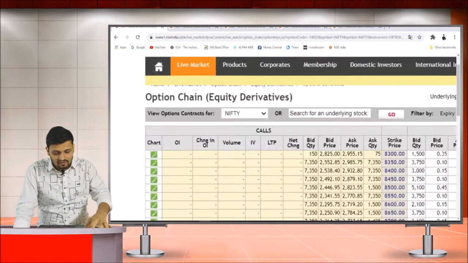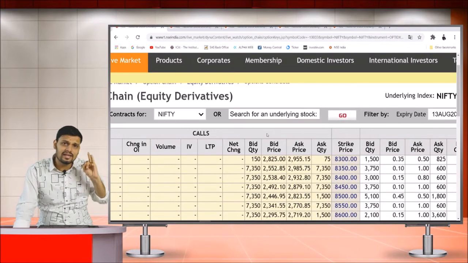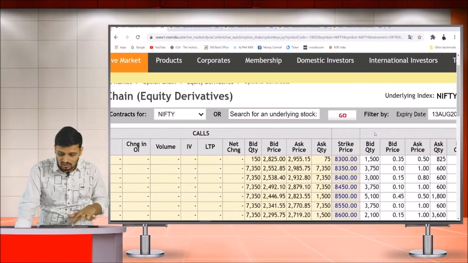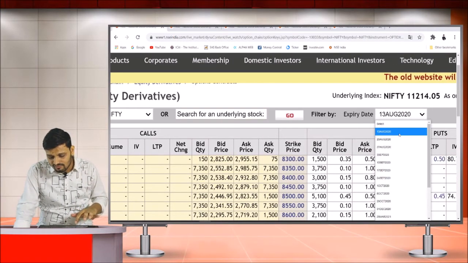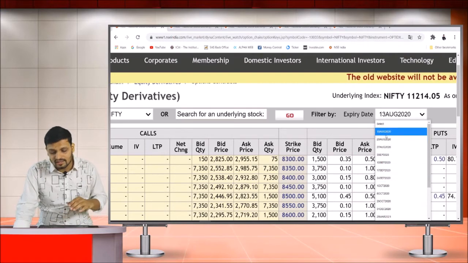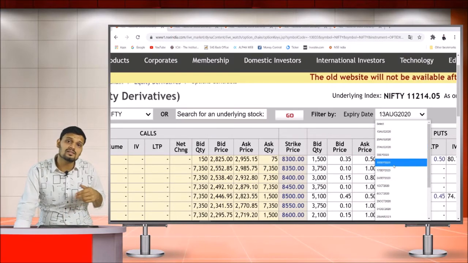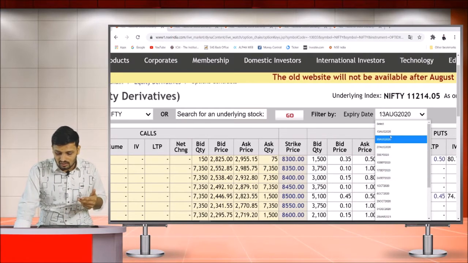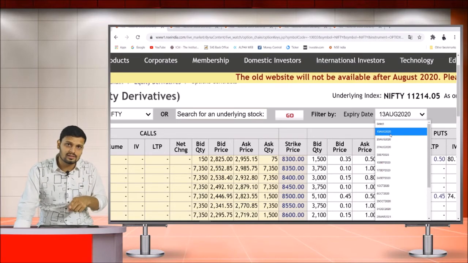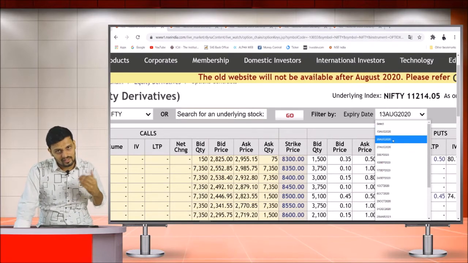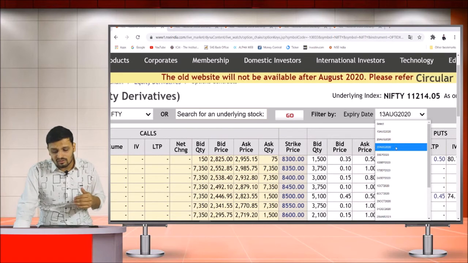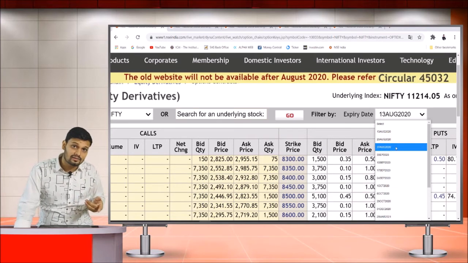So Nifty and Bank Nifty are indices, not stocks. They have weekly expiry dates, and these weekly expiries fall on Thursday of every week. If you see, 13th of August will be the next Thursday, 20th of August will be the next Thursday, and 27th of August is the monthly expiry date.